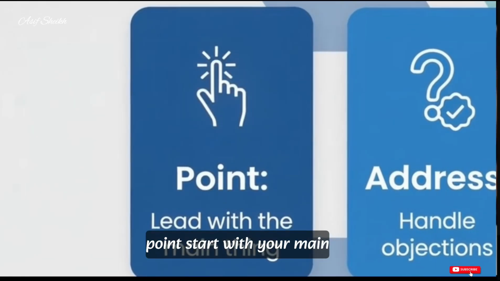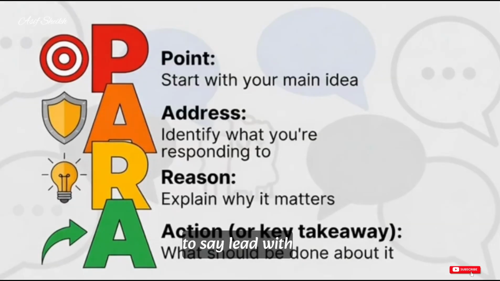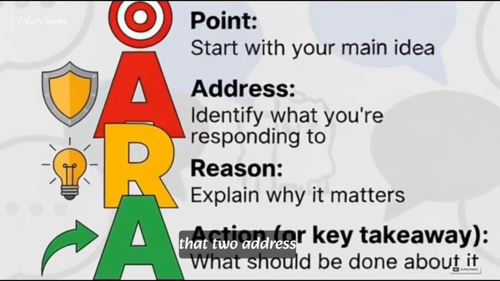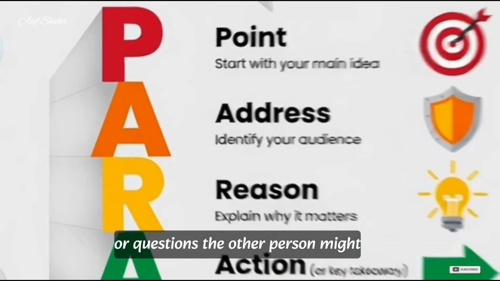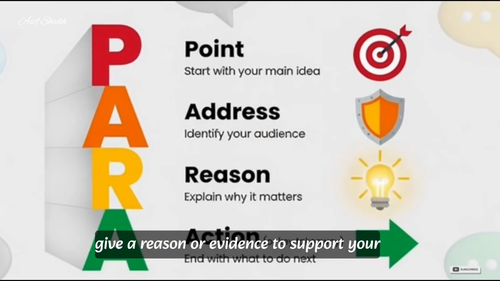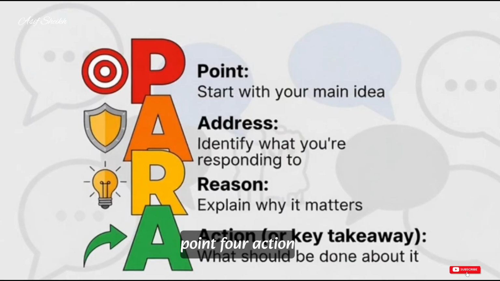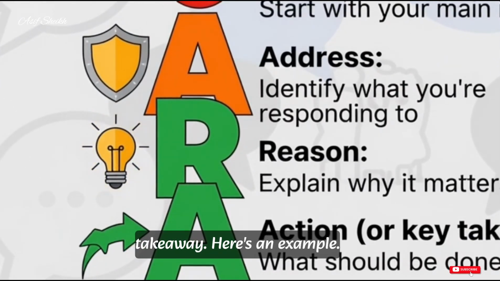1. Point. Start with your main point. What's the one thing you want to say? Lead with that. 2. Address. Address any potential objections or questions the other person might have. 3. Reason. Give a reason or evidence to support your point. 4. Action. End with what you want to happen next, or the key takeaway.